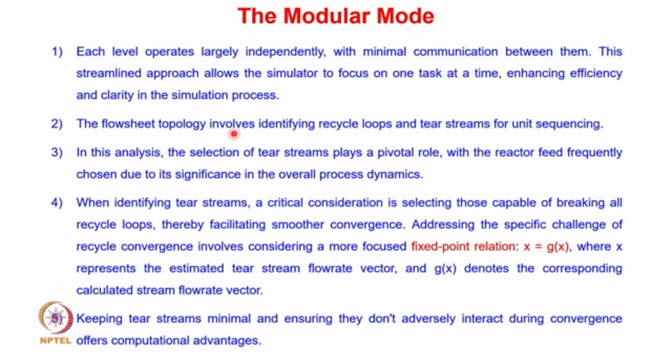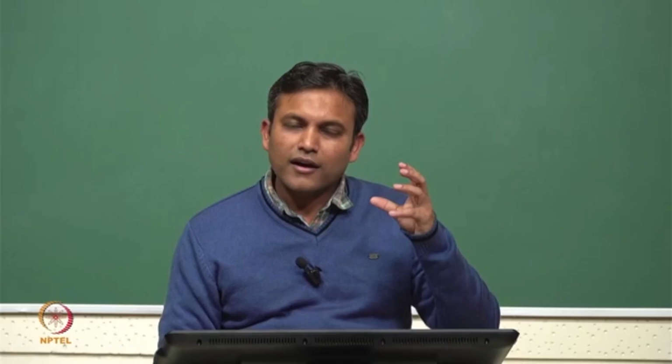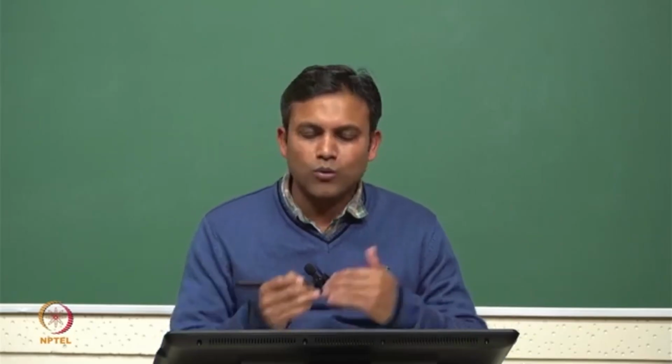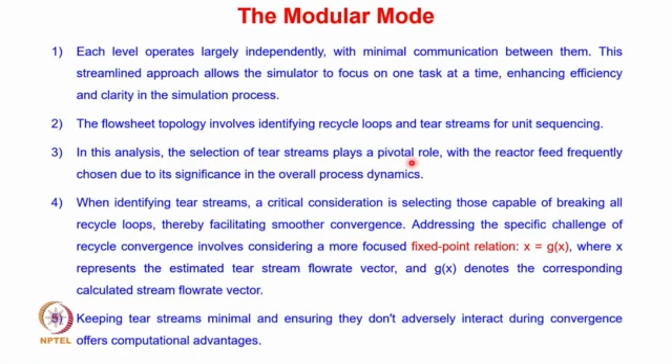Again, the flow sheet topology involves identifying recycle loops and tear streams for the unit sequencing. This is very, very important, primarily because you want to minimize the number of tear streams. If you minimize the number of tear streams, then your calculation becomes very easy, isn't it? And also your convergence improves. In this analysis, the selection of tear streams plays a pivotal role, with the reactor feed frequently chosen due to its significance in the overall process dynamics. So selecting the tear streams is very, very important.